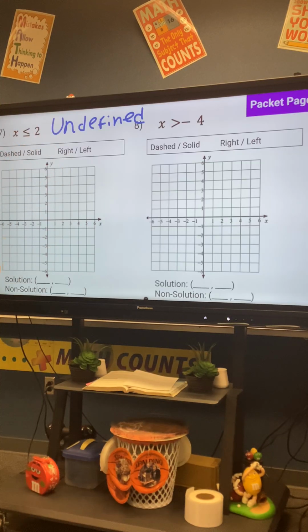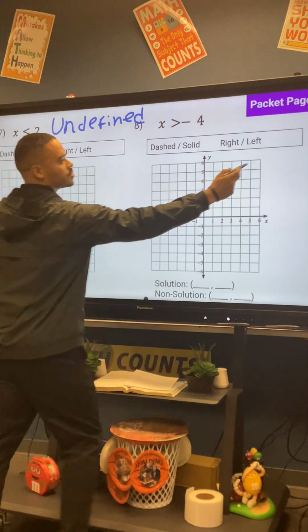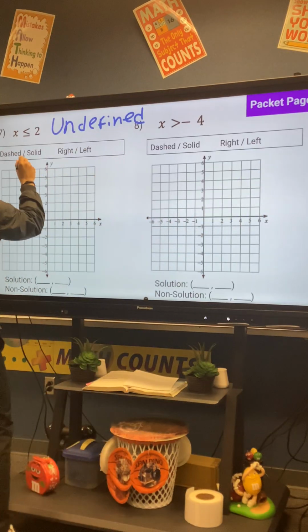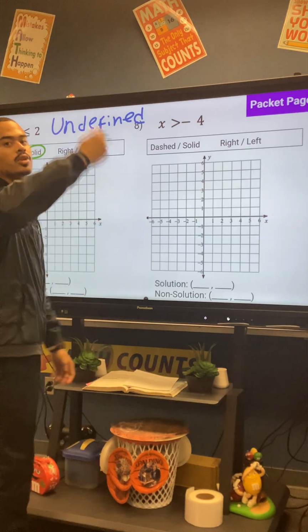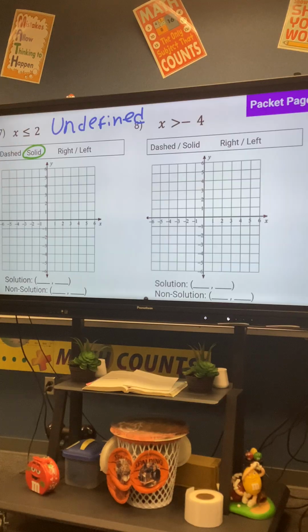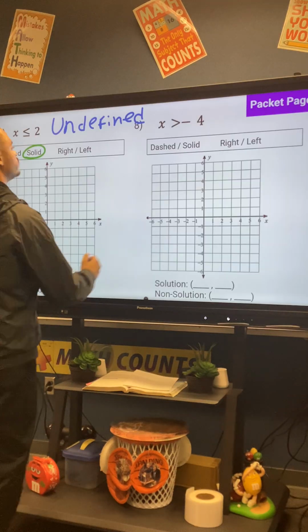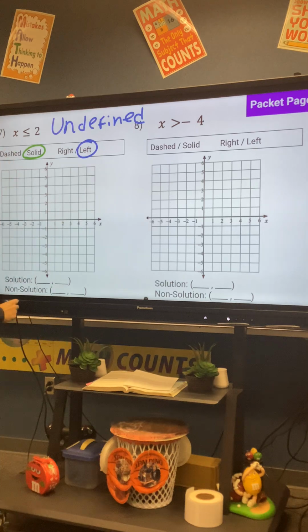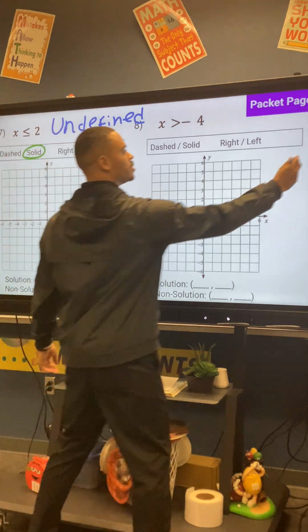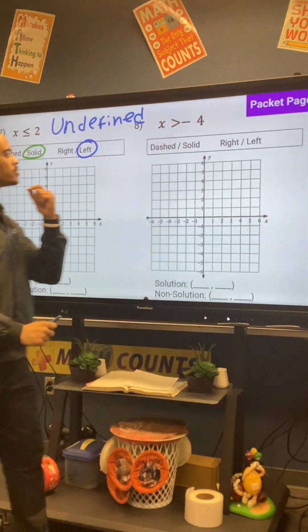So is this a dash or a solid line? Solid. That is a solid one. And now, instead of above or below, we're going to go right or left. It's left. Why? Because it's a vertical line. You can't go above a vertical line. Here you go, left or right.